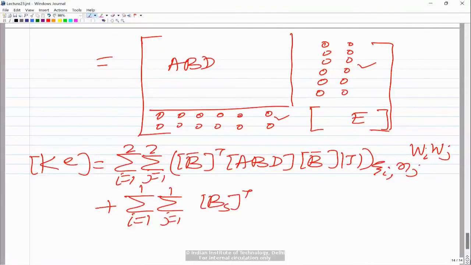Sir, can you please explain this i and j part, why we are taking 1 and 2? Why am I taking 1 and 2? 2 for the first part and 1 for the second.